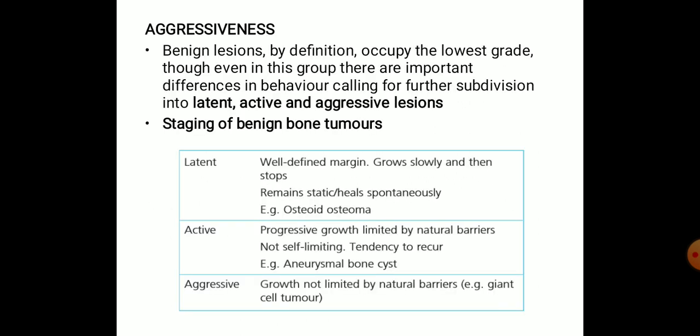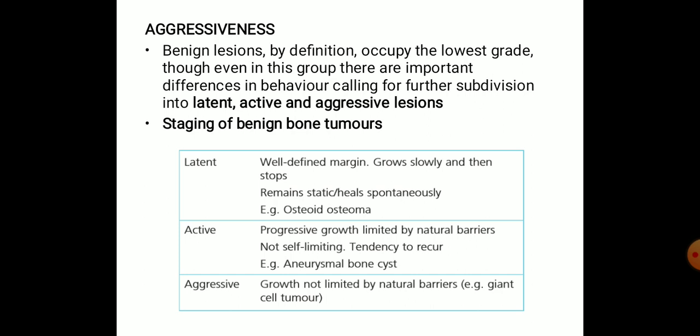bone tumors. So aggressiveness: benign lesions by definition occupy the lowest grade. Even in this group, there are important differences in behavior calling for further division into latent, active and aggressive lesions. So aggressiveness is whether it is benign or malignant. In the benign lesions, we have furthermore divided the aggressiveness into latent, active and aggressive lesions.